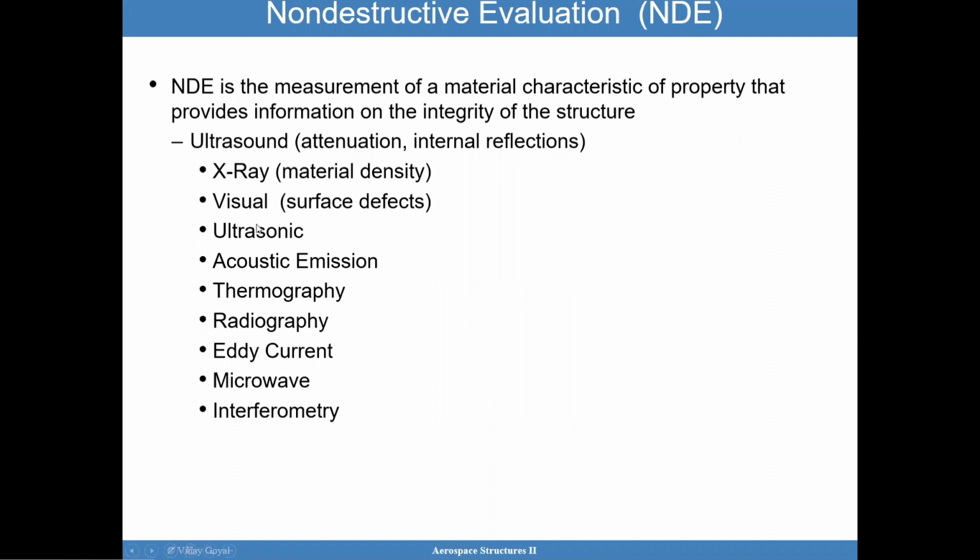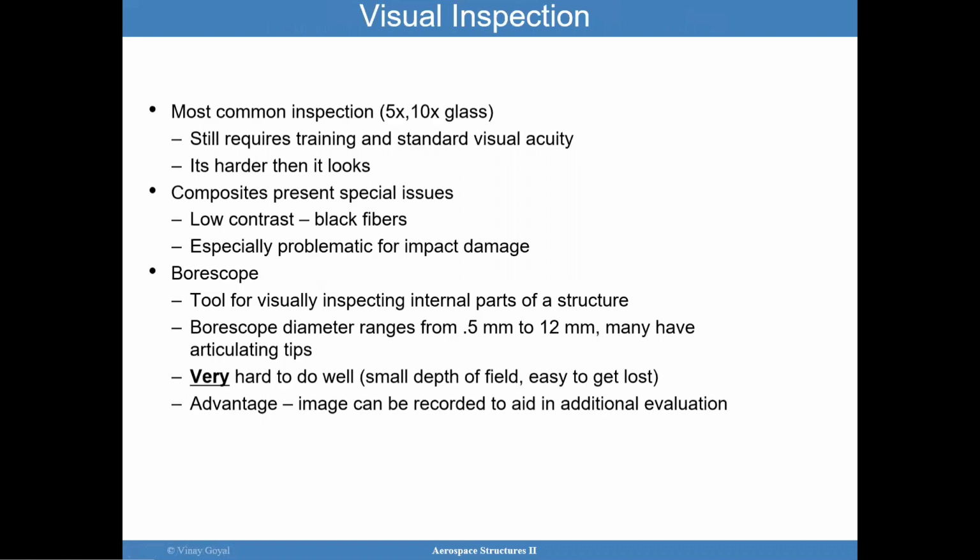You have visual, so you can look at the surface defects. You can also apply acoustic emission, thermography, radiography, eddy current, microwave, and other techniques that exist in the literature. Most common inspection is to apply a visual inspection first to really look for the damage. It is quite difficult to find all kinds of damage. It will be a surface inspection primarily.